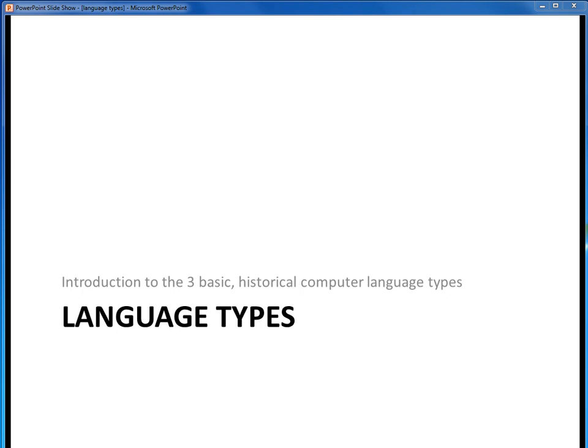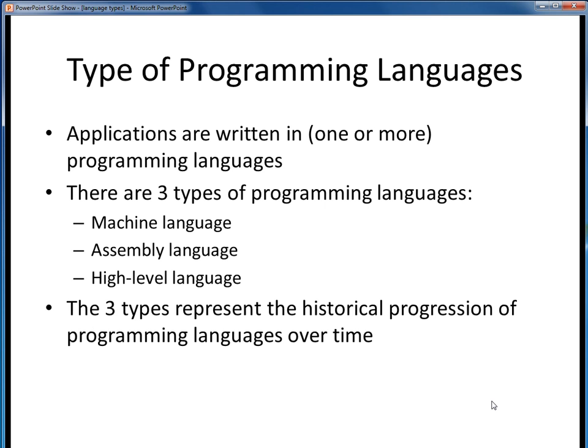In this lecture segment, we want to take a short look at the three basic historical computer language types. Okay, let's get started. Computer applications are written in one or more programming languages, of which there are three basic types. These are machine language, assembly language, and high-level language.